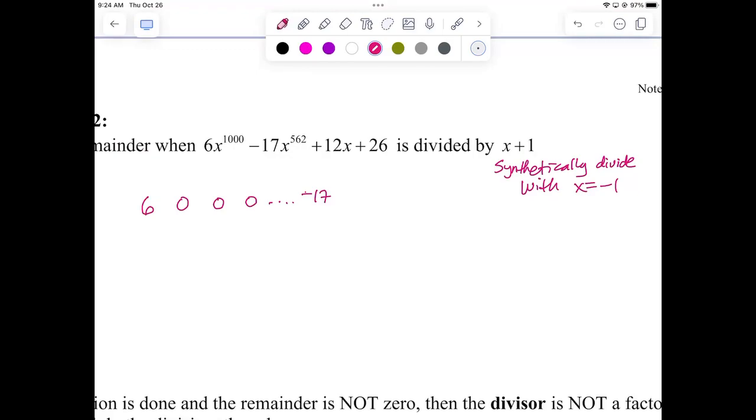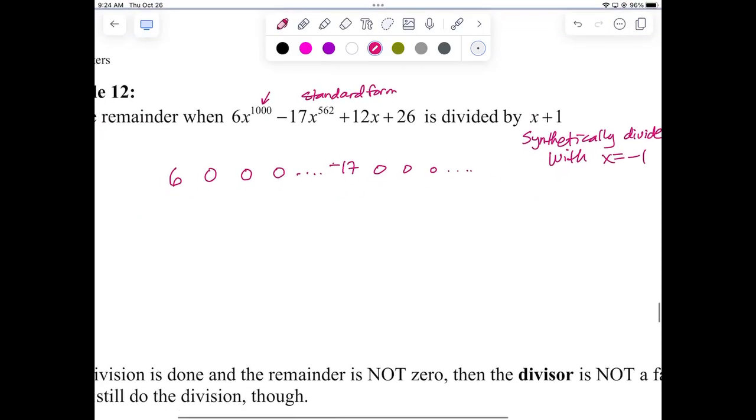So is this saying that this degree is 1,563? No, the degree is 1000. This is in standard form, so we don't add up the exponents. In standard form, you don't add up the exponents. You only add up the exponents in factored form, recall. But this is a 1000th degree polynomial. I would need a lot of placeholders, wouldn't I?